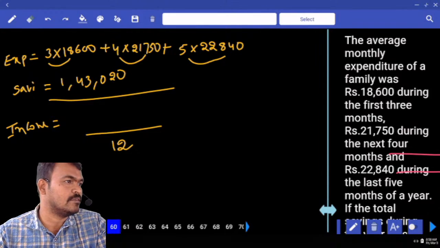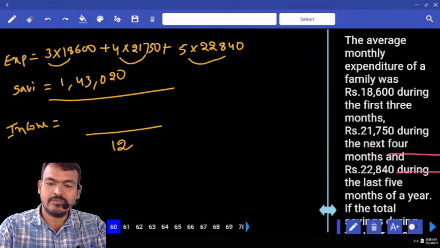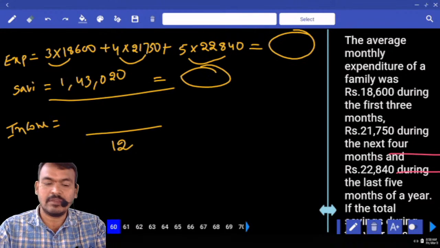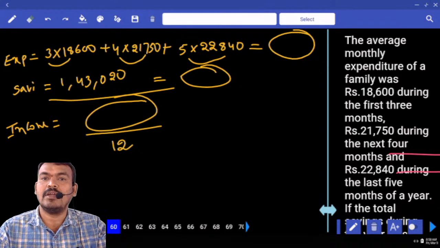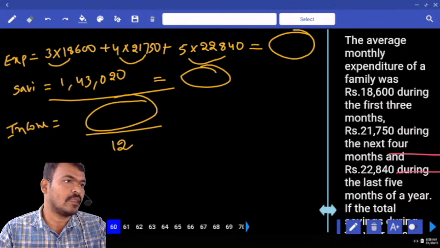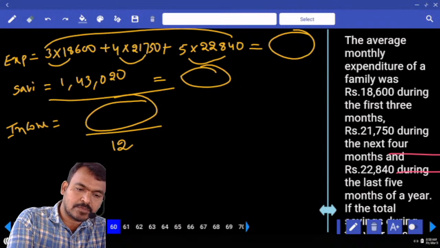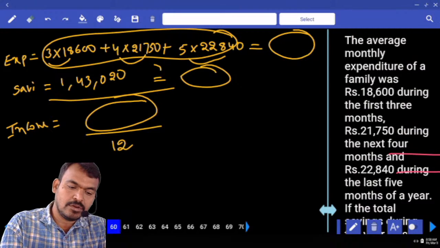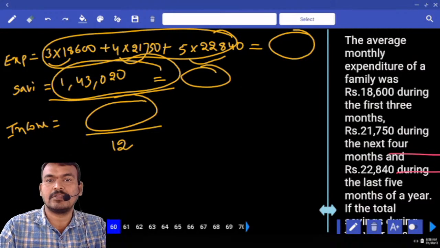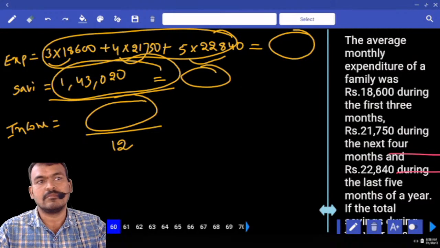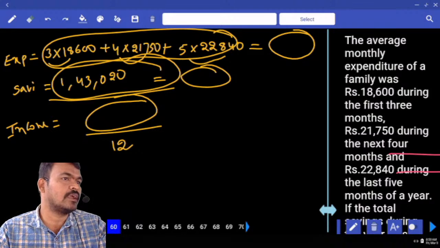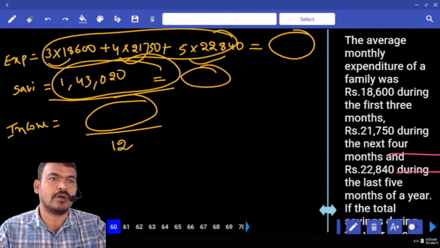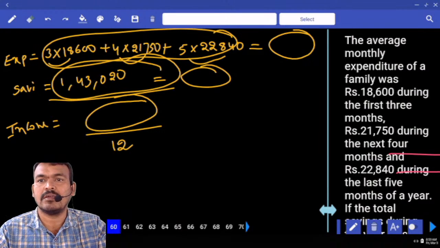Simplify. First one we get the total expenditure. Second one total savings. These two adding, we get the total income. Divide by which one? 12. Individual total expenditure divided by 12, individual total savings 1,43,020 divided by 12. Both adding, we get the same answer or different answer? Same answer.